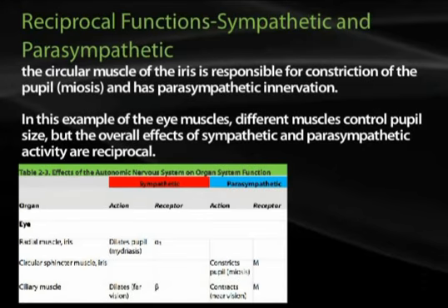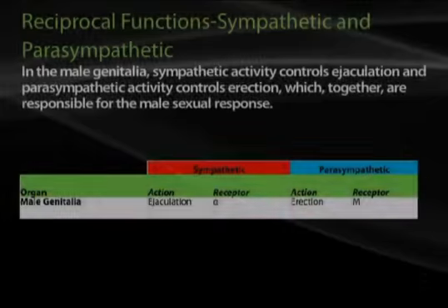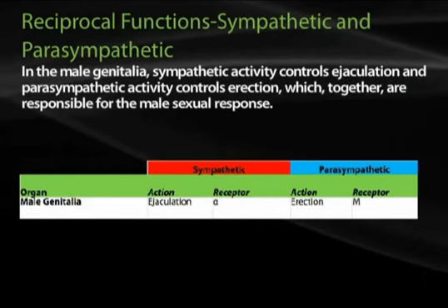The circular muscle of the iris is responsible for constriction of the pupils and has parasympathetic innervation, as seen in the previous slide. In this example of the eye muscles, different muscles control pupil size, but the overall effects of the sympathetic and parasympathetic activity are reciprocal. In the male genitalia, sympathetic activity controls ejaculation and parasympathetic activity controls erection, which together are responsible for the male sexual response.